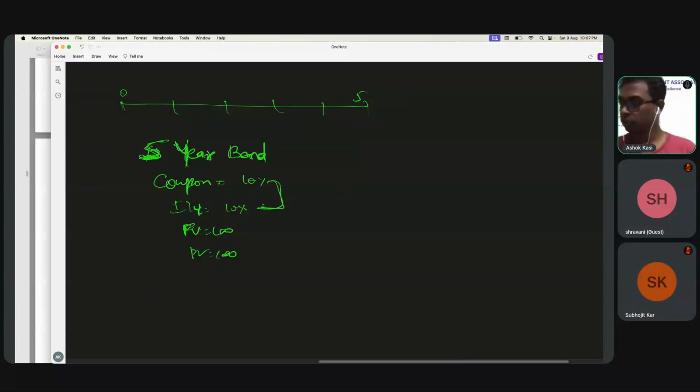Now an increase in YTM, when will YTM go up? When the interest rate in the market is going up. Imagine you are staying with the bond till maturity. So what will happen then? If the interest rate goes up to 11 percentage, what will happen to the YTM? YTM will go beyond 10 percentage.